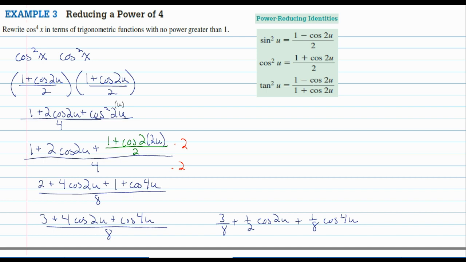Now these power reducing identities are really cool because you can actually prove them on your own. Another example of using trig identities you already know to prove the new ones. So I challenge you to do that on your own. Find out why sine squared of u equals 1 minus cosine of 2u all over 2. Or why tangent squared of u equals 1 minus cosine of 2u all over 1 plus cosine of 2u.